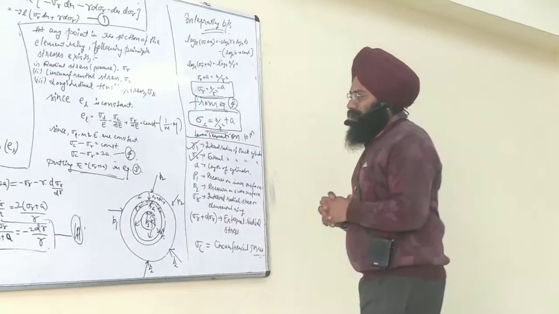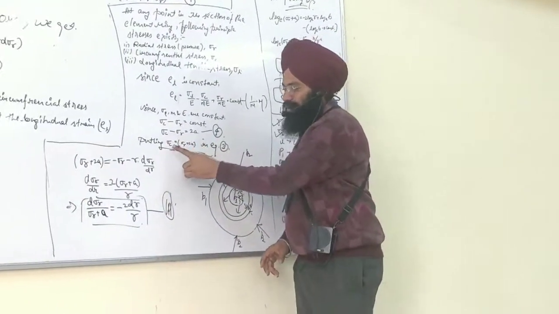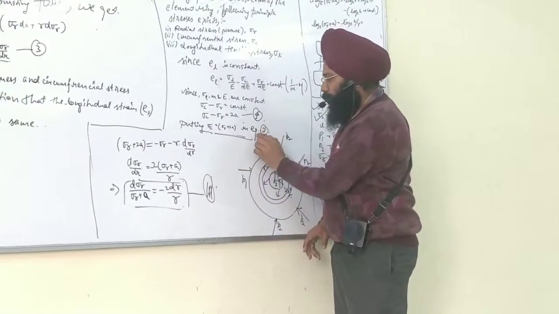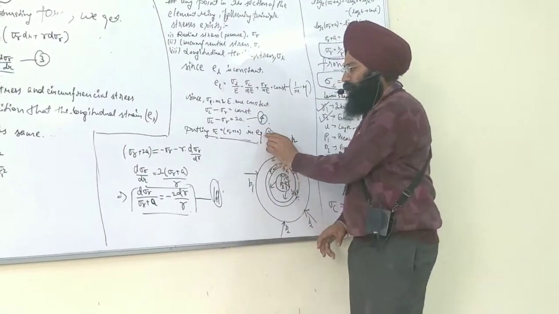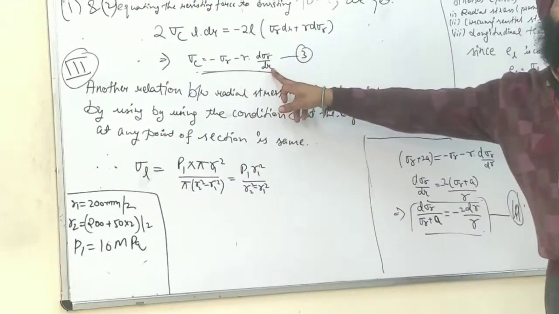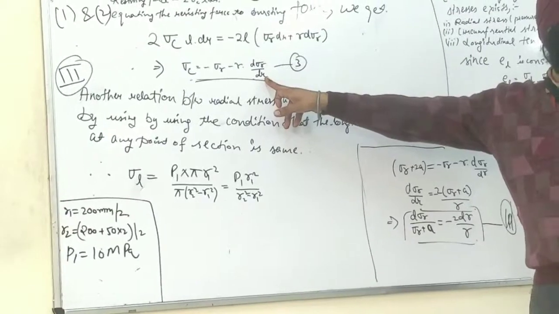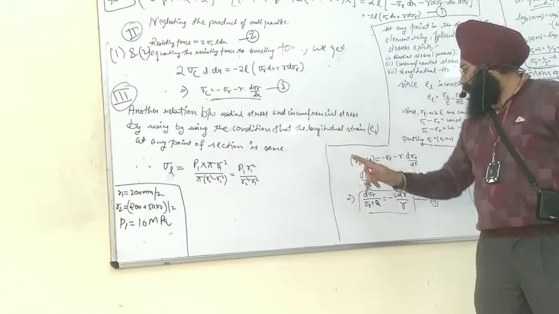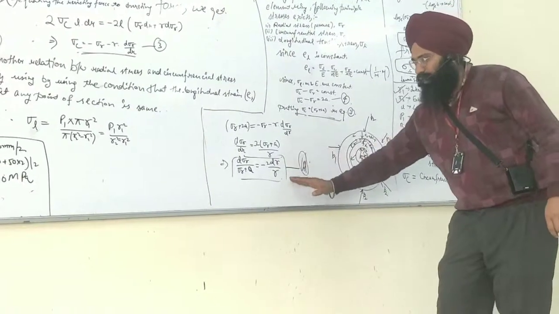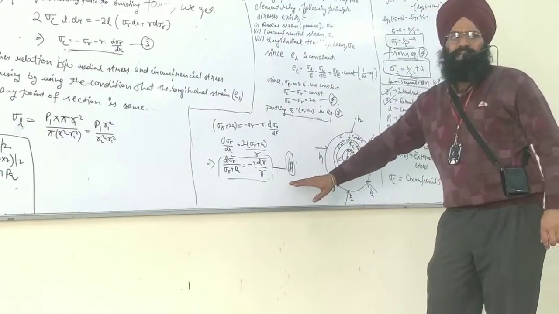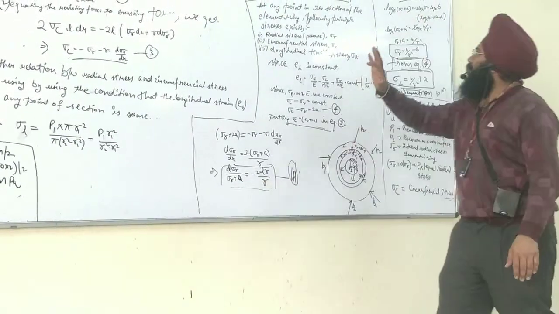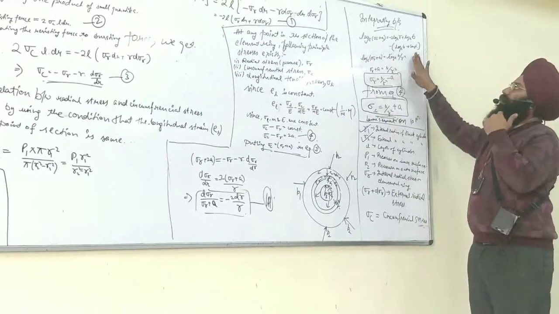Now let us calculate the value of stress C from this equation, that is stress R plus 2A. We put this value into equation number 3, the stress C which we generated from equating the bursting force and resisting force. Now we take this value and on solving this, we get this relationship. This is simple solving, nothing else. You integrate both sides and you come up with this term.